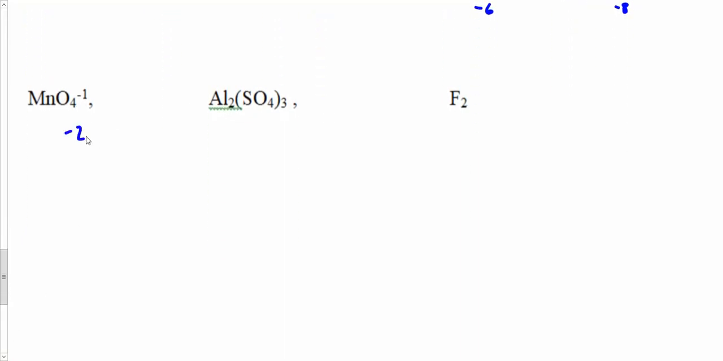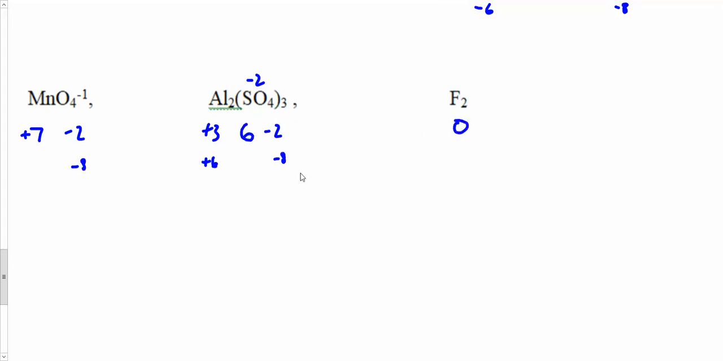-2, which is -8. I need to be here. Looks like Mn is going to be a +7. Al is +3, right? Which leaves me at +6 over here, which means that each of these SO4's is got to be a -2 because there's 3 of them. -2 leaves me with -8. Looks like the S has got to be a 6, and here I got a 0.